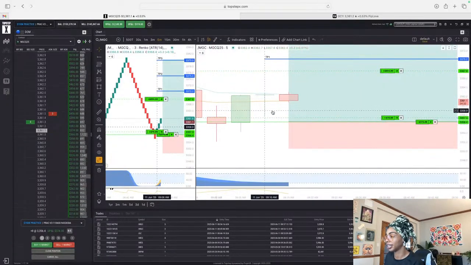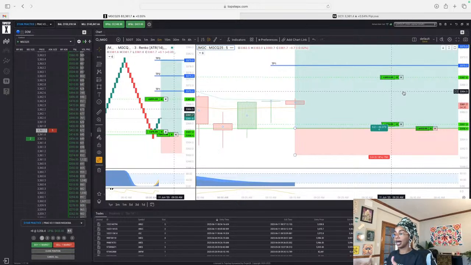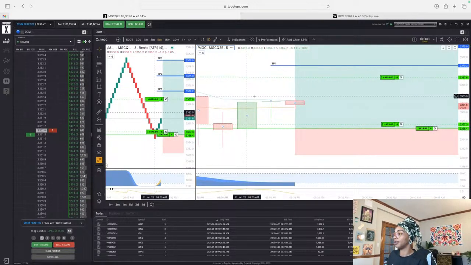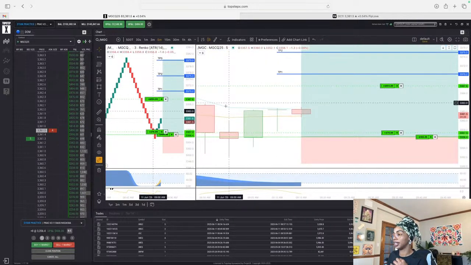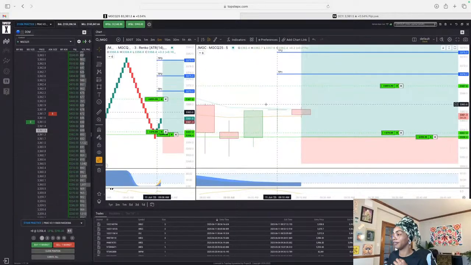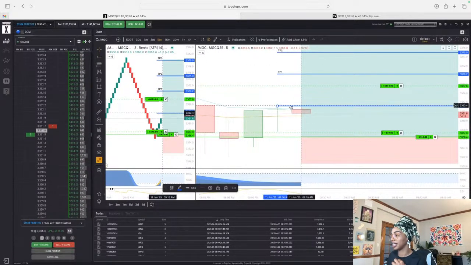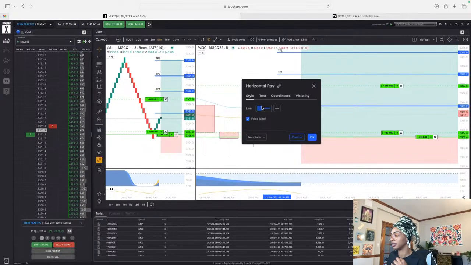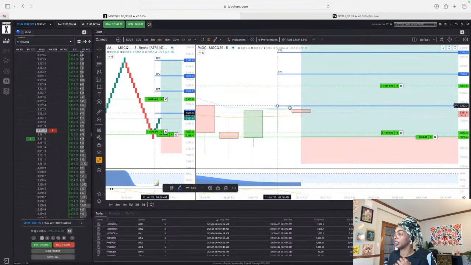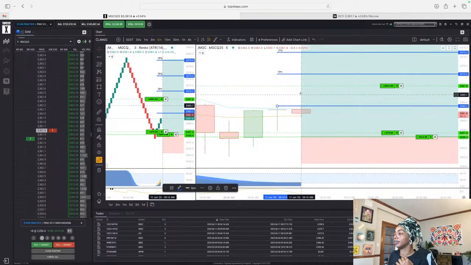Just because now if price comes all the way down below there, I am out. My next place that I'm going to wait for price to break above is this high. Once price breaks above this high, we get a new candle.